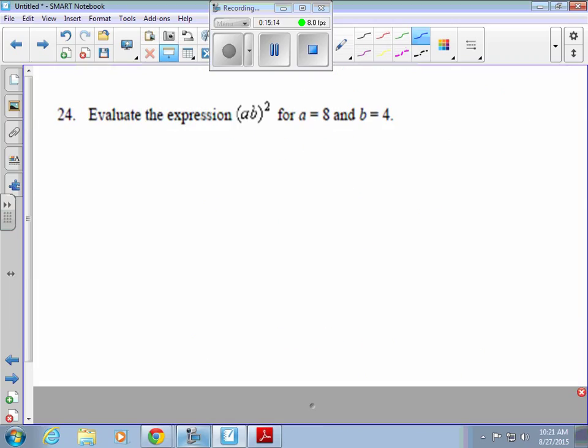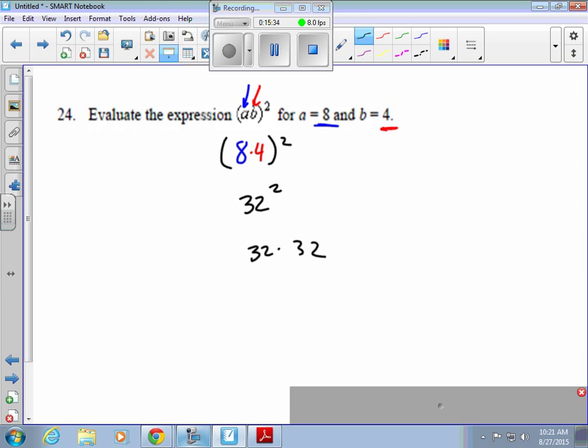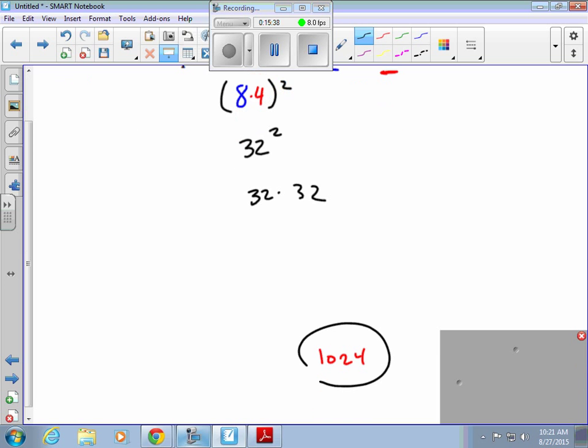24 says to evaluate the expression a times b squared when a is 8, so 8, and b is 4, so times 4, all of that squared. So 8 times 4 is 32. You got to do what's in parentheses first. 32 squared means 32 times 32. When you multiply those two by each other, you get 1,024.